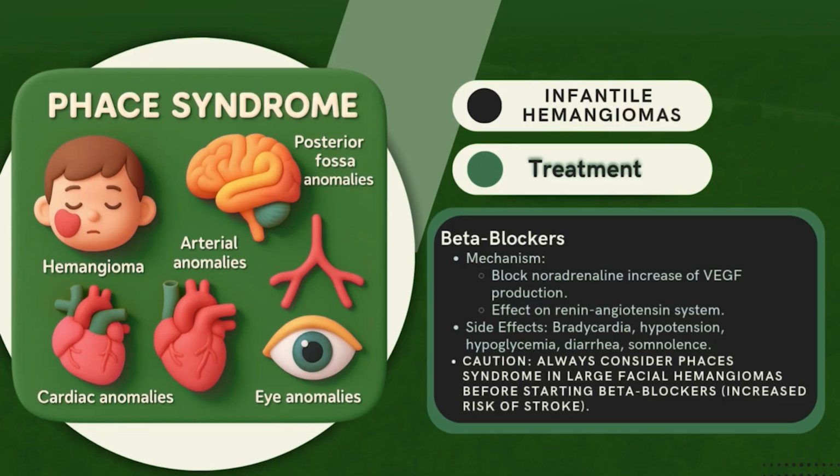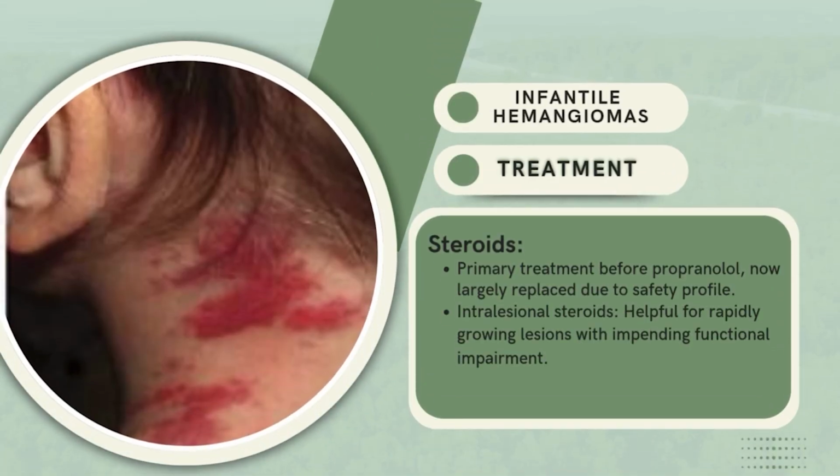Caution: for large facial hemangiomas, always consider PHACS syndrome, which is an association between infantile hemangiomas and malformation of eyes, heart, major arteries, and brain. Caution before starting beta blockers due to an increased risk of stroke. Steroids, less common now due to propranolol's better safety profile.